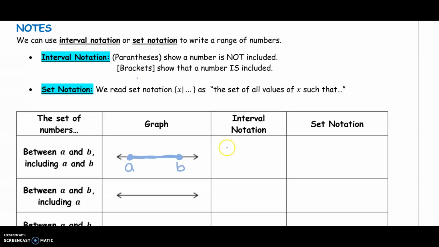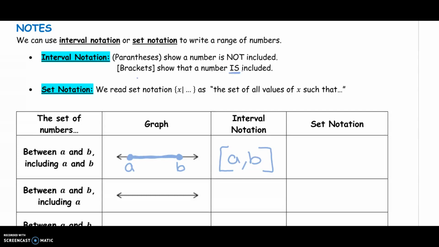So interval notation would look like this, A comma B with brackets around A and B. What the brackets mean is that a number is included in the range. So this is saying any number between A and B, including A and B.